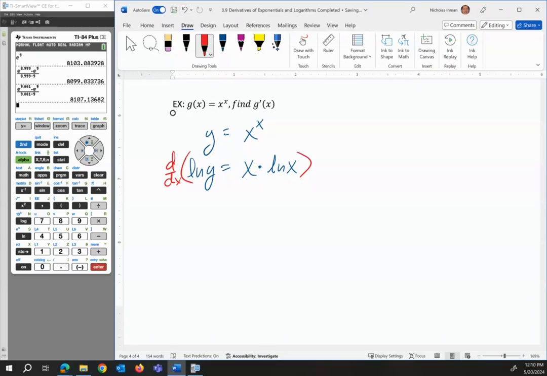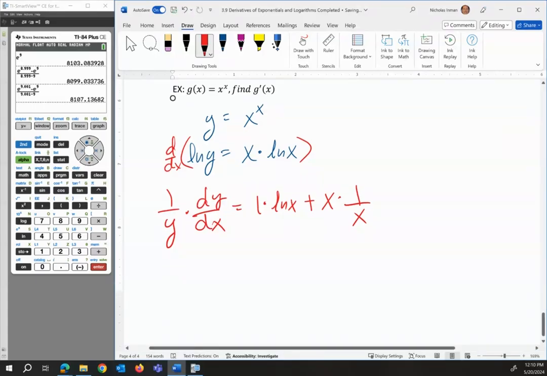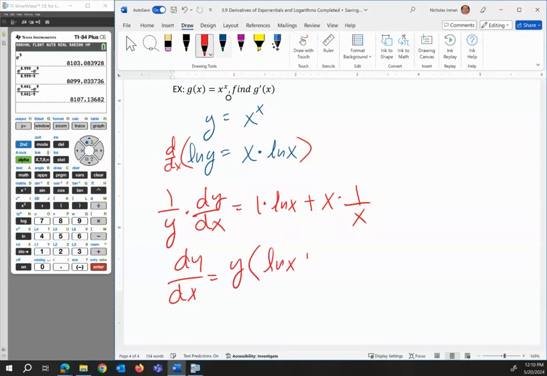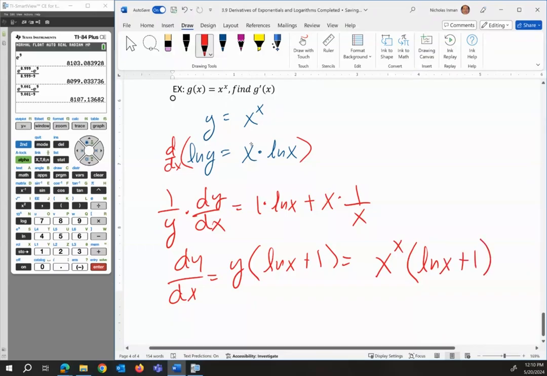So the derivative of the natural log of y is 1 over y times dy/dx, because that is not an x, that's a y. So we have to tack on that derivative. This is a product rule. So derivative of the first thing times the second thing left alone, plus the first thing times the derivative of the second. Great. Get our dy/dx by itself. Now this x divided by x will just make 1, so that's fun. And our y is x to the x times the natural log of x plus 1.